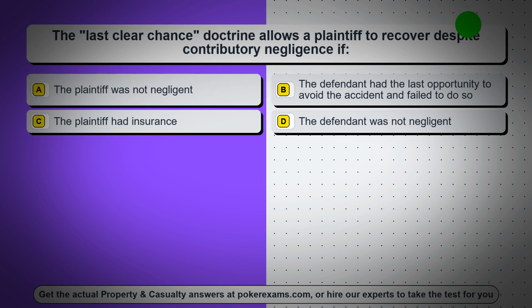Question 25. The last clear chance doctrine allows a plaintiff to recover despite contributory negligence if: Option A, the plaintiff was not negligent. Option B, the defendant had the last opportunity to avoid the accident and failed to do so.